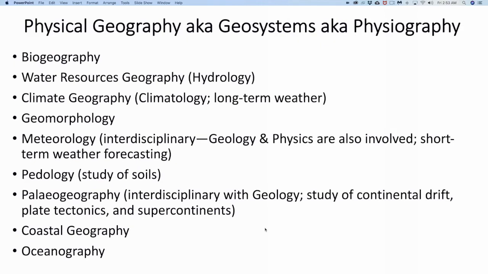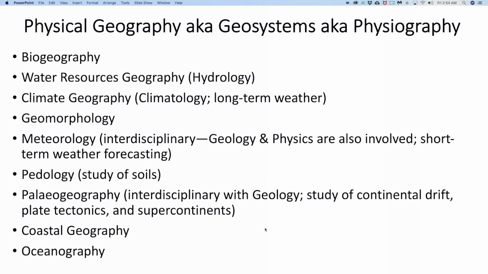Physical geography, aka geosystems, aka physiogeography. So physical geography is one of the two broad segments or sectors of geography, the other one being cultural geography. So let's look at what type of things people study under physical geography. Biogeography, water resources geography, also known as hydrology, climate geography, also known as climatology, geomorphology, meteorology, pedology, which is the study of soils, paleogeography, coastal geography, and oceanography.